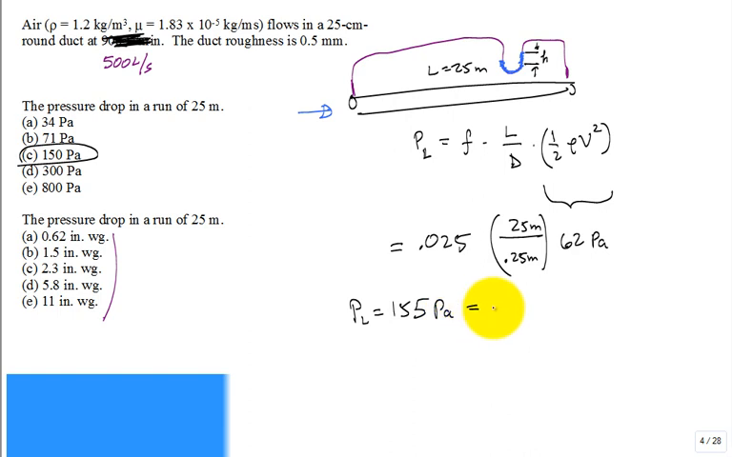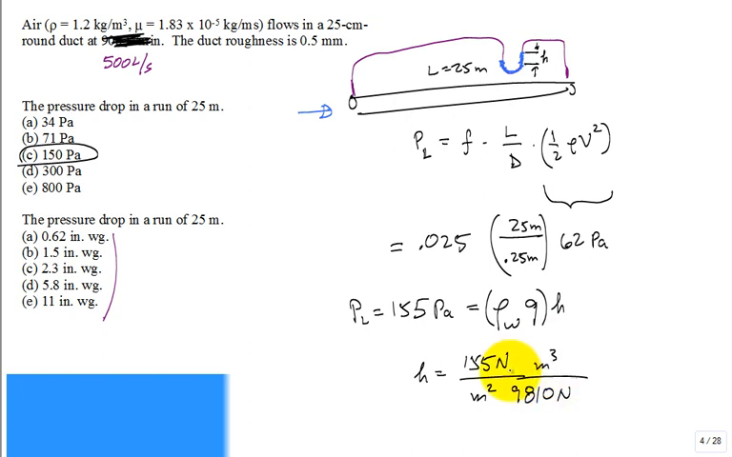And that's equal to rho g h, rho of what? Water. It's water in the manometer. g, which gravity? Earth's gravity, not the moon's gravity. And then the height, that's what you're looking for. So h is equal to 155 newtons per meter squared, that's a Pascal. What's rho g for water? 1,000 times 9.81, 9,810 newtons per meter cubed. It's the weight density of water. Gamma is rho g for water.